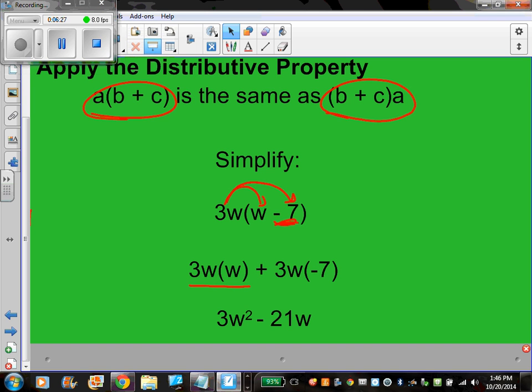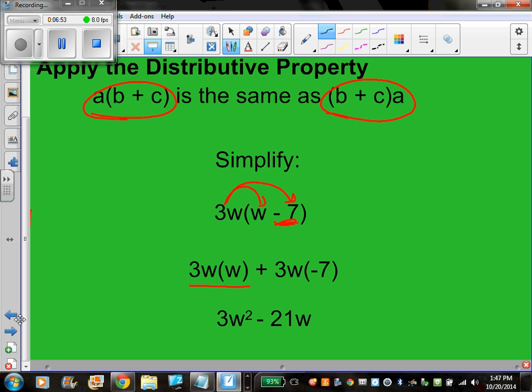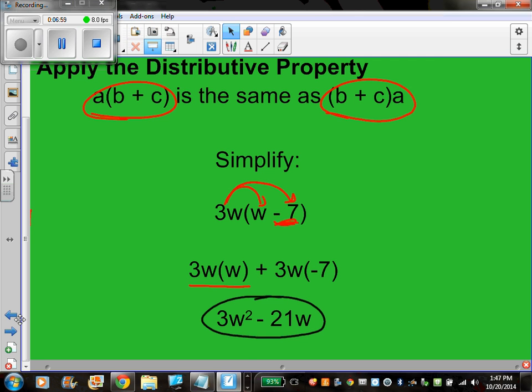Next, we're going to multiply those out. 3w times w ends up being 3 times w squared. And then the 3 and the negative 7 will multiply together to make negative 21. So we have minus 21. The w is just sort of there for the ride. So we have 3w squared minus 21w there. And honestly, we can't really do much past that. So that is our answer for that question.